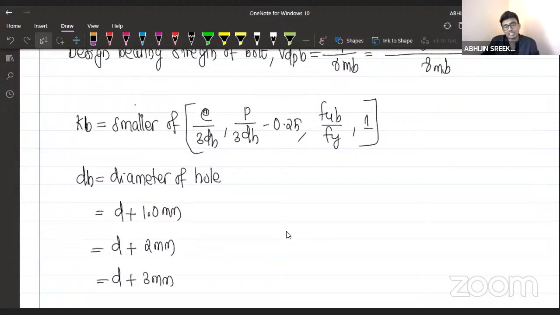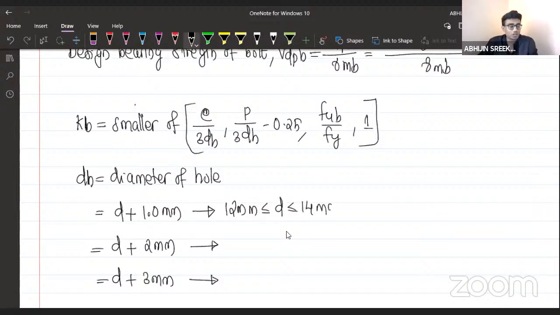For what range of diameter will we be considering this? I need your answers. When the diameter of the hole is equal to the diameter of the shank plus 1, plus 2, and plus 3? Exactly. When the diameter of the shank is from 12 mm to 14 mm, it is the diameter of the shank plus 1 mm. When it is from 16 mm to 24 mm, it is the diameter of the shank plus 2.